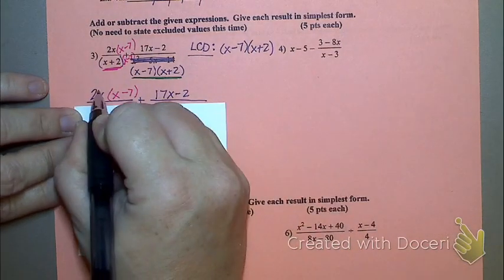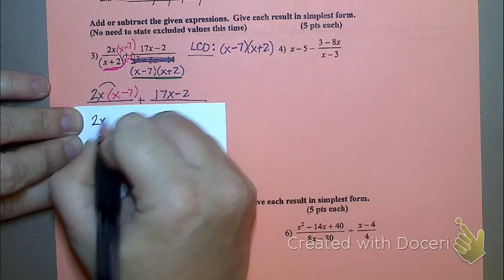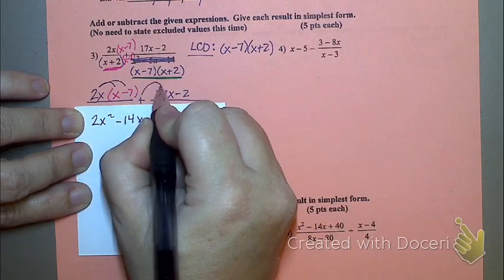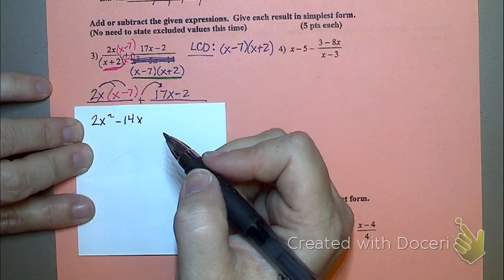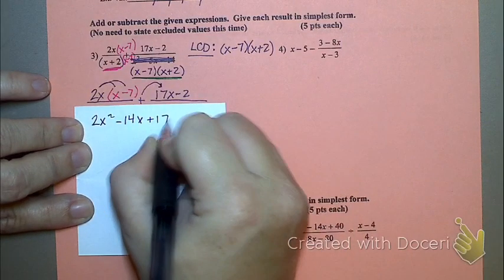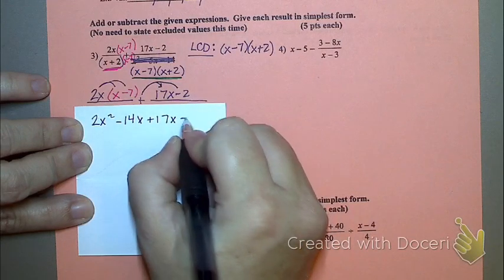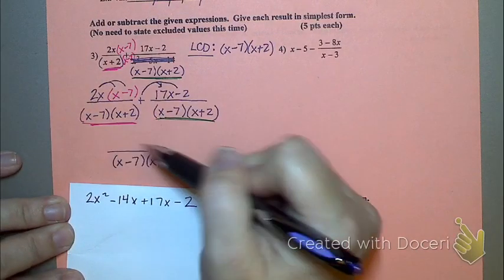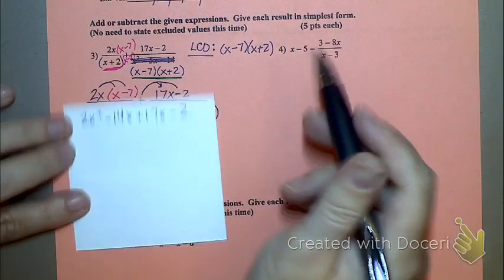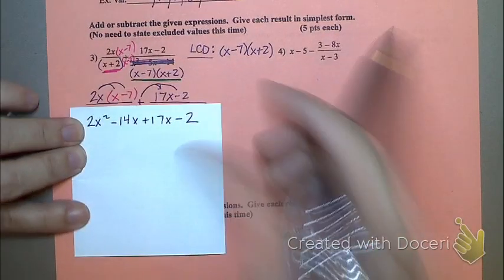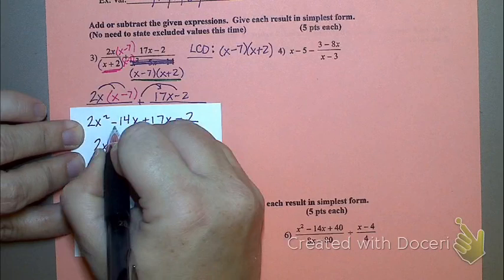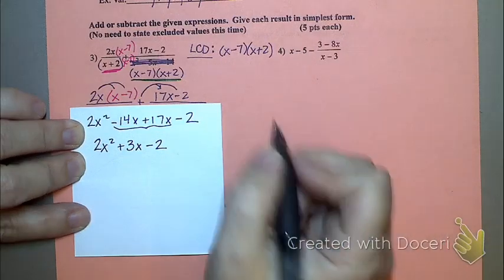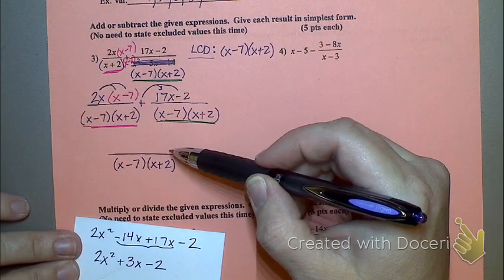So what have I got? I have 2x squared minus 14x plus, and I'm kind of going to distribute that plus sign because if it was a minus sign, it would make a difference. But I have plus 17x and minus 2. Are you okay with that? Yes. Now, I could write that on top right now, but then I'd still have to continue simplifying some stuff. So I'm going to simplify this further and call this 2x squared, what? Plus 3x minus 2. And I could write this on top because it's more simple. And some people chose to.